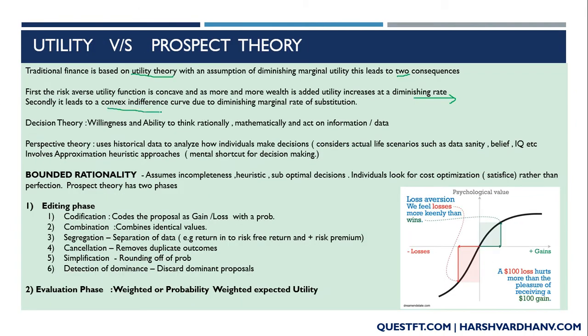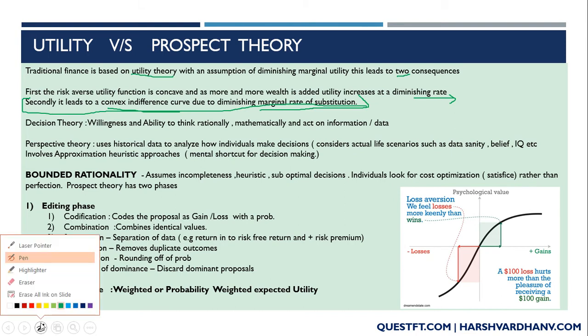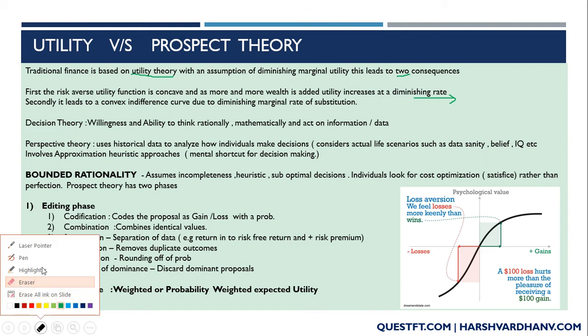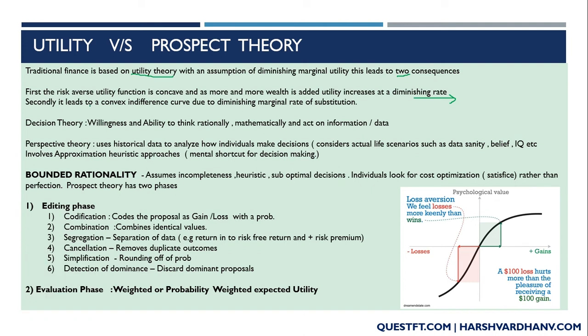Secondly, it leads to a convex indifference curve due to diminishing marginal rate of substitution. Honestly speaking, I don't know why they have mentioned it over here and not given a good explanation in the book. But from an economic perspective, this is important to understand. Just remember for the exam that traditional finance is based on utility theory and it leads to two consequences: a concave curve for increased wealth, and the increased utility is at a decreased rate. So this leads to a concave curve.